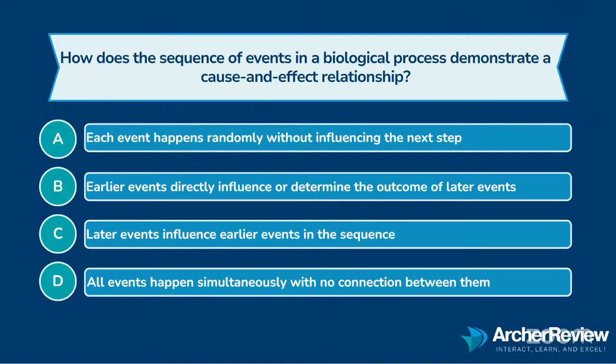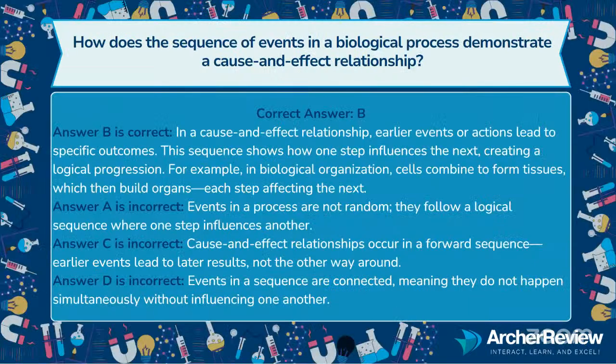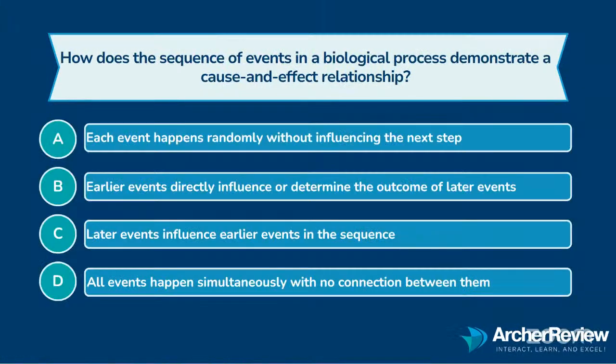Okay, let's see how we did. Our correct answer is B: earlier events directly influence or determine the outcome of later events. This one I always find really interesting because there's a couple of questions in here where I'm like, not unless there was time travel. Let's take a look.